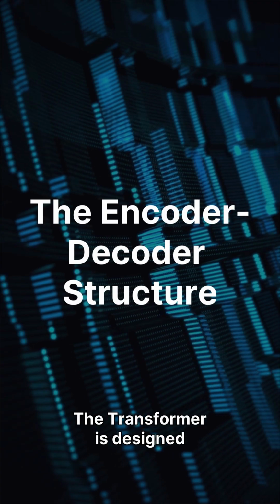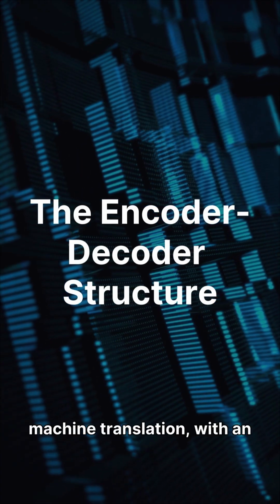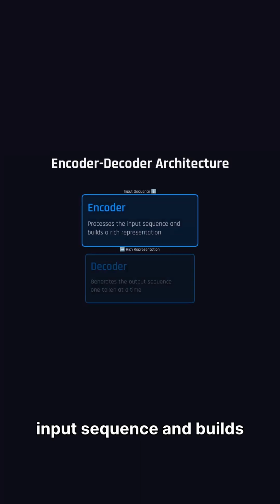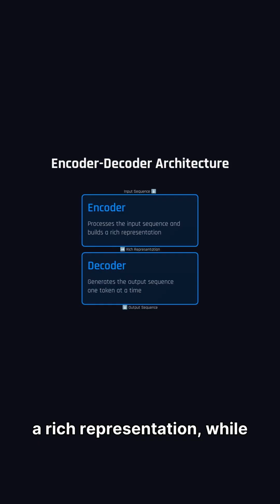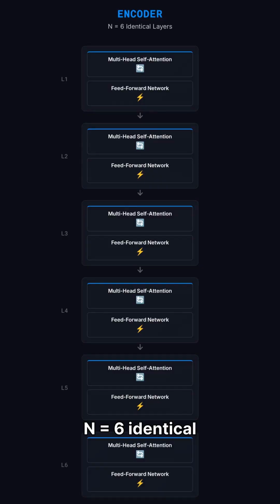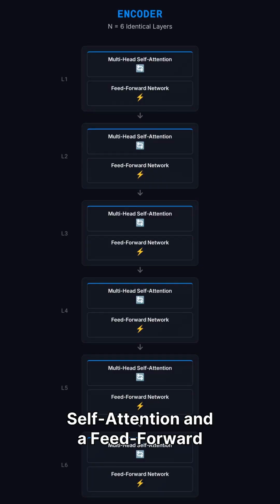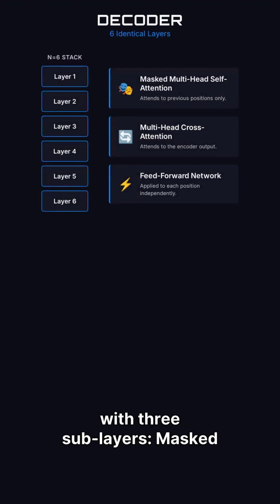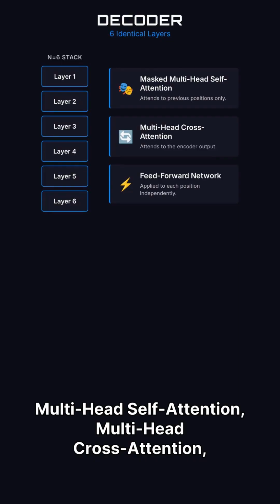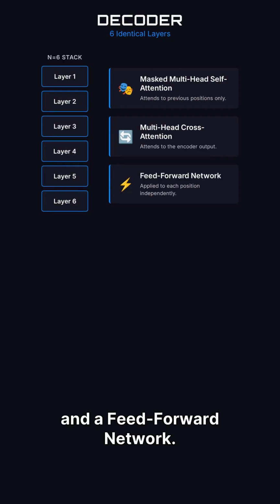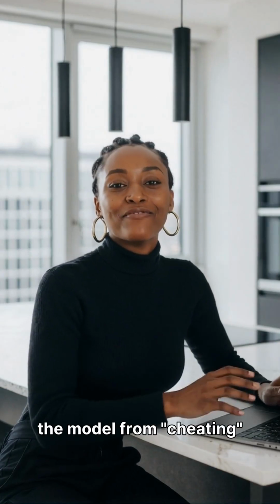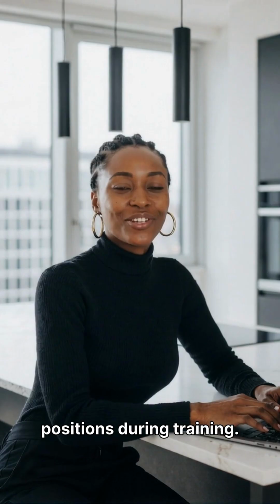The transformer is designed for sequence-to-sequence tasks like machine translation, with an encoder and a decoder. The encoder processes the input sequence and builds a rich representation, while the decoder generates the output sequence. The encoder consists of N = 6 identical layers, each with multi-head self-attention and a feed-forward network. The decoder also has 6 identical layers, but with 3 sublayers: masked multi-head self-attention, multi-head cross-attention, and a feed-forward network. Masking in the decoder is crucial. It prevents the model from cheating by looking at future positions during training.